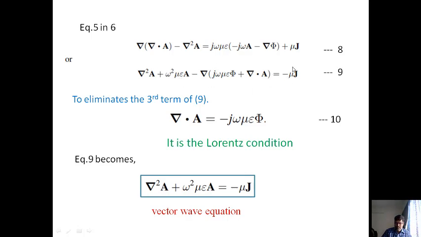Therefore, in order to make that form, we want to make the third term 0. In order to make the third term 0, we can impose a condition on it. That is, if del dot A equals minus j omega mu epsilon phi, then the third term becomes 0. This particular condition is called the Lorentz condition. Now the ninth equation becomes del square A plus omega square mu epsilon A, which equals minus mu J. It is just like a wave equation, which is called the vector wave equation.